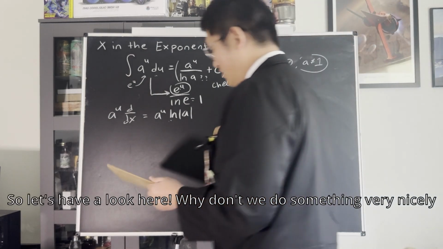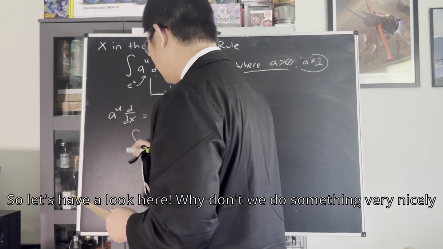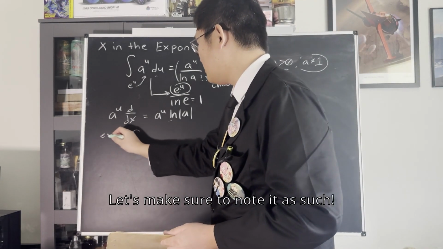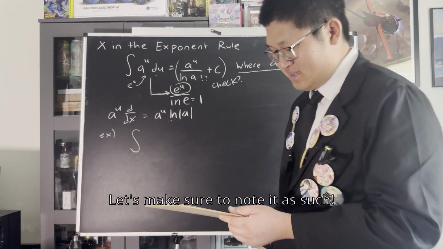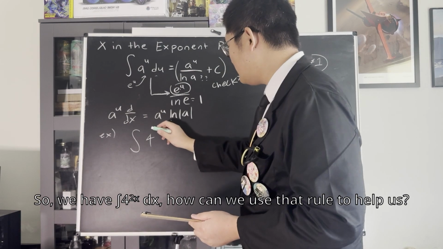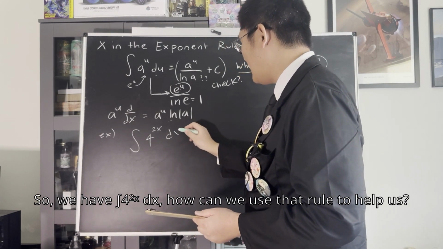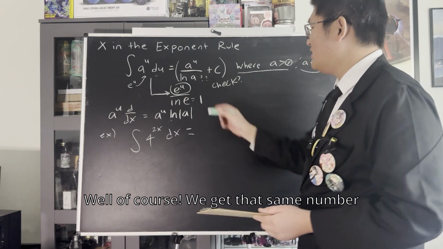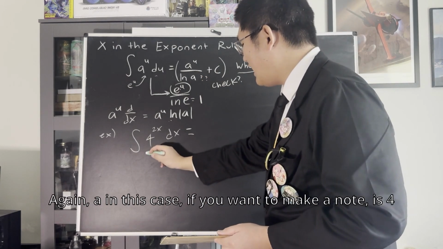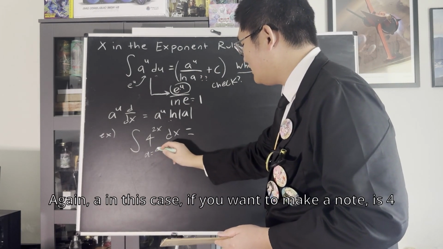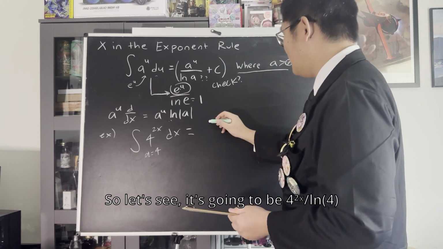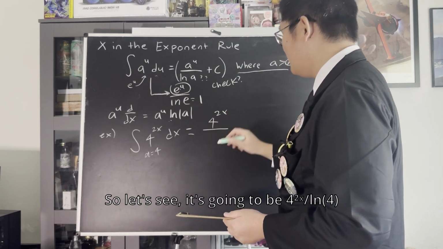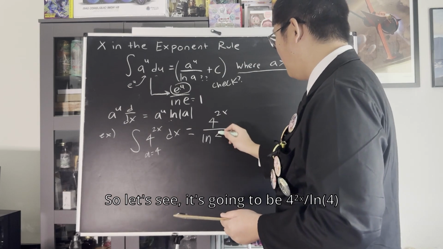So let's have a look here. Why don't we do something very nicely and about the same example? Let's make sure that we note it as such. And so we have the integral of 4 raised to the 2x power dx. How can we use that rule to help us? Well, of course, we get that same number. Again, a in this case, if you want to make a note, is 4. So let's see, it's going to be 4 raised to the 2x power over the natural log of 4 on the denominator.